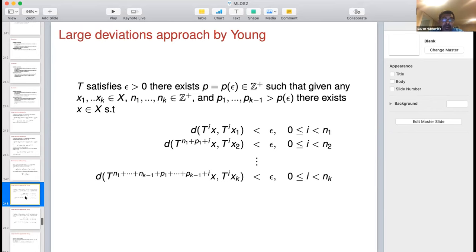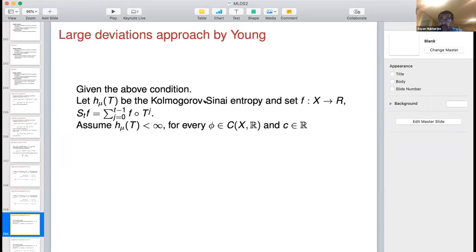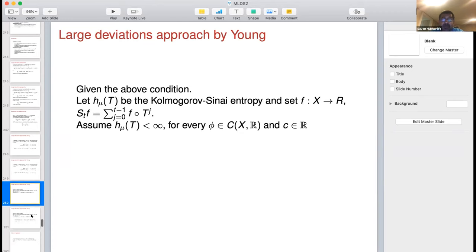Okay. Now, if you have this type of Young tower, okay, h_mu is the Kolmogorov-Sinai entropy. This is nothing but the entropy that I talked about earlier, right? This is my map. These are my iterates, okay? Now let's say that this h_mu of T is less than infinity, right? And for every phi, it's also smooth. Then basically you have this large deviation result, okay?